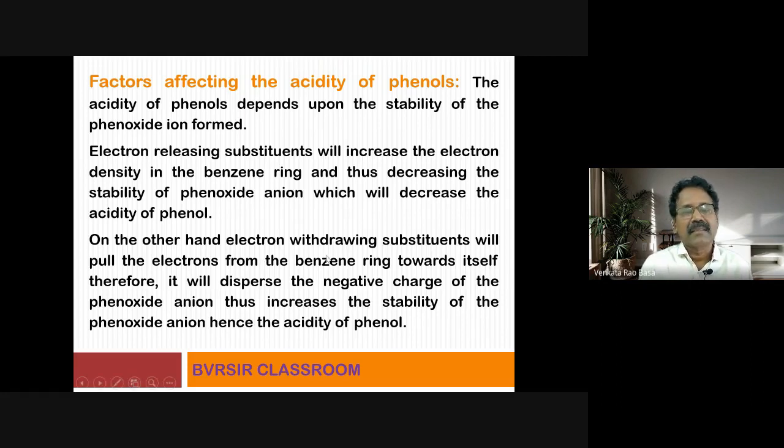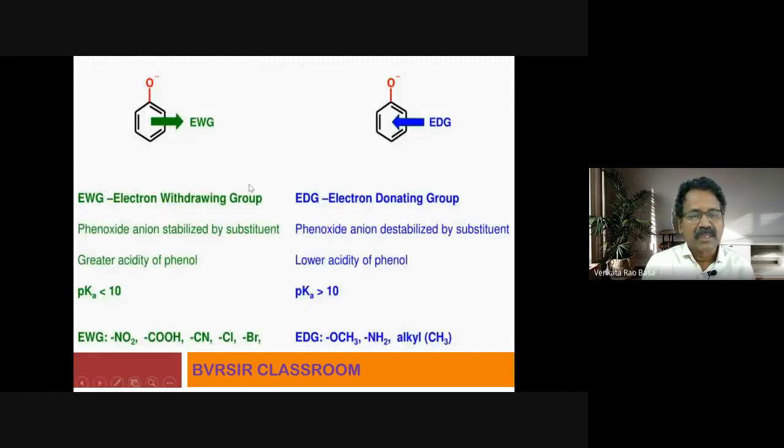On the other hand, electron withdrawing substituents, that means electron removing substituents, will pull the electrons from the benzene ring towards itself. Therefore, it will disperse the negative charge of the phenoxide ion, thus increasing the stability of the phenoxide anion, hence the acidity of the phenol. So, whichever group increases electron density on the benzene ring decreases acidity, and whichever group decreases electron density on the benzene ring increases acidity. That is the point you have to keep in mind. You observe this one. It is very, very clear. This group is an electron withdrawing group.